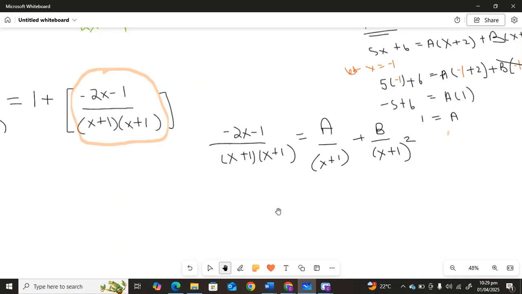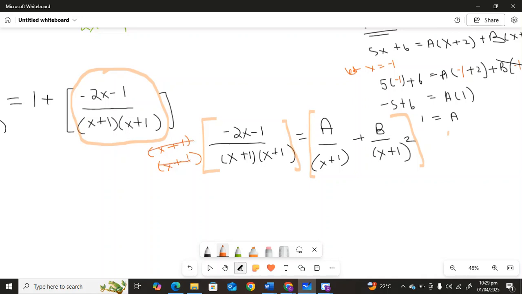So we have to find the value of A and the value of B. Basically, we have to get rid of our denominators. Okay, so what you do to the left hand side, do it to the right hand side. I'm going to multiply both sides by x plus 1 multiplied by x plus 1, which is the same as x plus 1 squared.